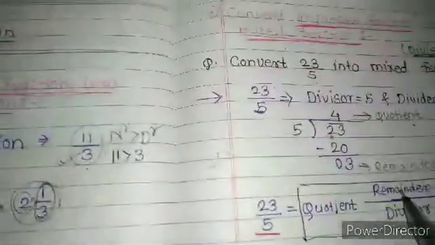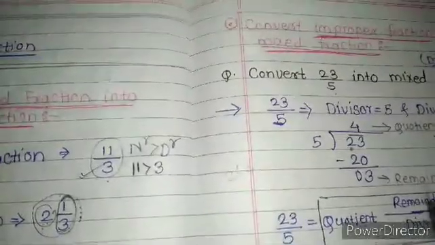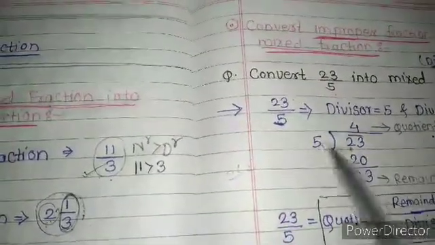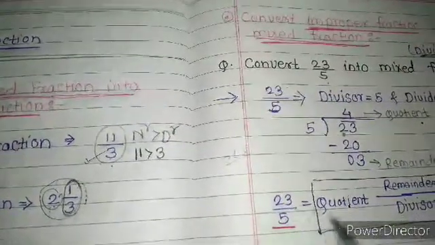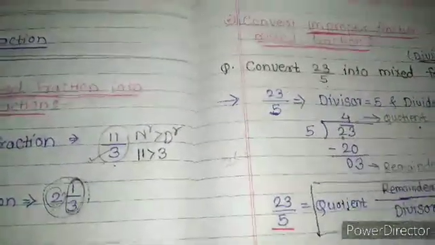So this one complete number is our quotient. Then our numerator is our remainder and denominator is our divisor. So let's do it. For this fraction, what is the quotient? 4. So complete number 4.